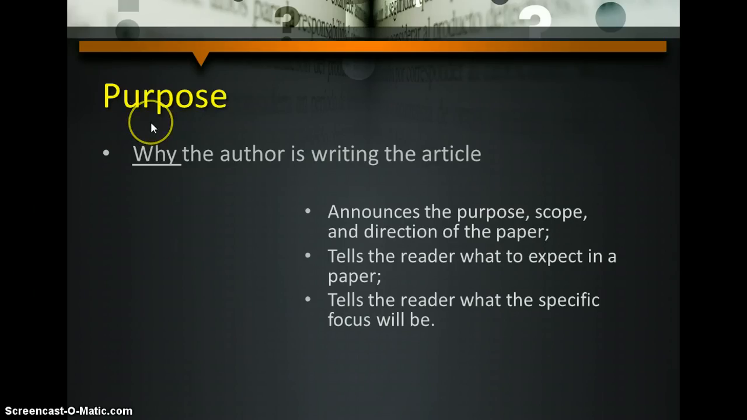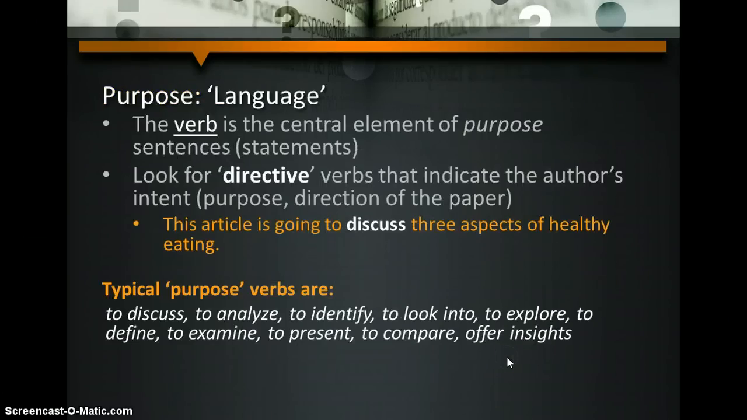Now let's take a look at the purpose. In other words, why is the author writing the article? It helps us understand where he's going, what we can expect. It helps the reader focus on what to pay attention to. We need to pay attention to the language so that we can quickly identify what the purpose is. And the purpose is usually stated in a directive verb. And directive verbs are these: to discuss, to analyze, to identify, to look into, to explore, etc.